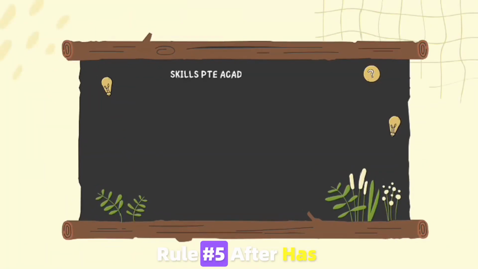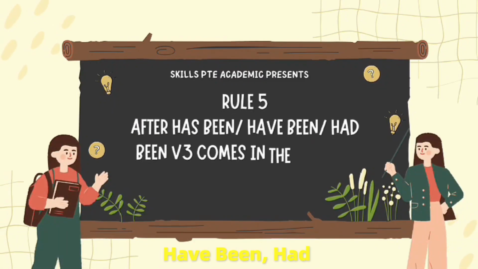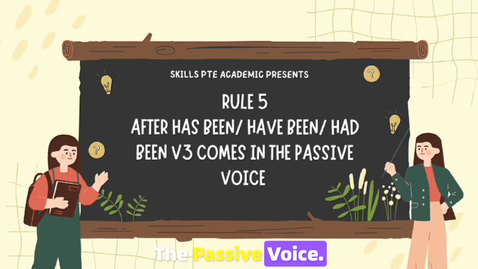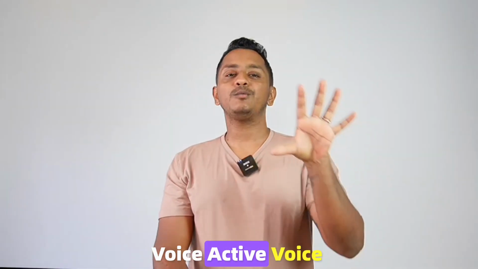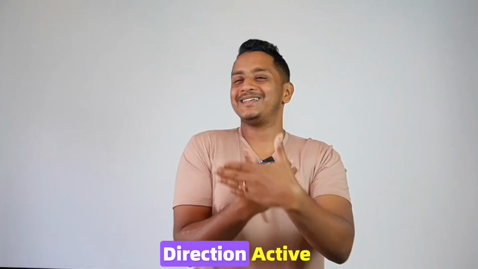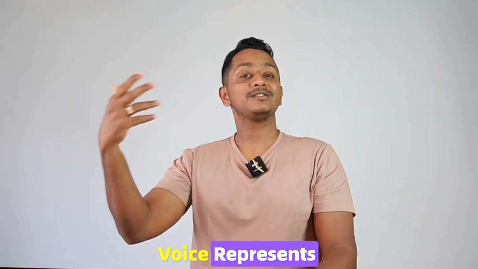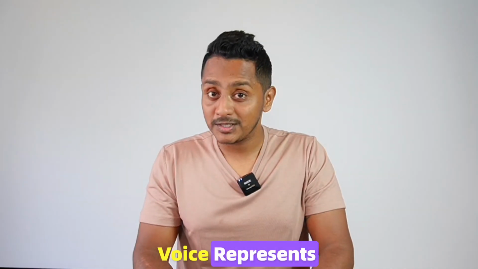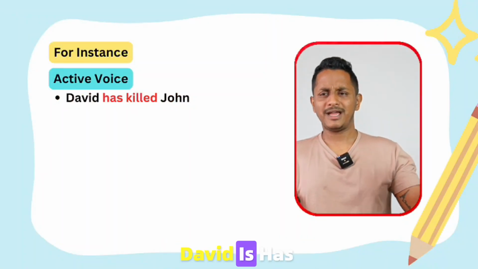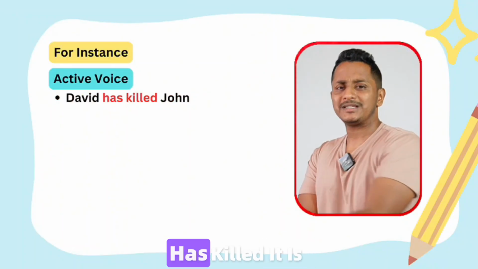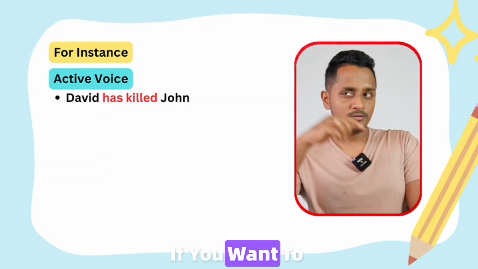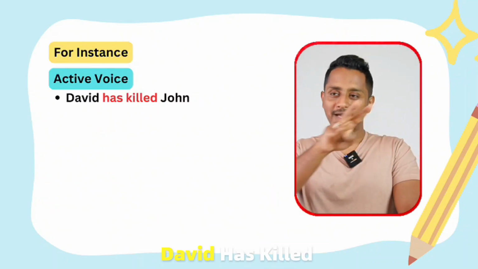Remember this. Rule number 5: after has been, have been, had been, verb 3 comes in the passive voice. What is this passive voice? Active voice and passive voice. Active voice is this direction, passive voice is the other direction. Active voice represents the subject, passive voice represents the object. For instance, David has killed John. David has killed means David is the one who has killed. It is referring to the subject being most powerful here. If you want to refer to the object, David has killed John.